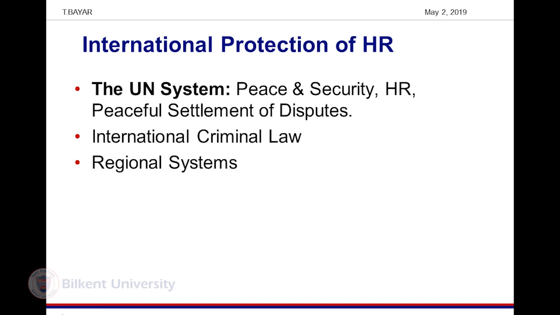The UN itself, the United Nations, is established for peace and security. It's established for human rights. It's established for the peaceful settlement of the problems between states. Then there are numerous UN bodies that deal with human rights abuses, of course. UNHCR itself is established for protection of asylum seekers and refugees, for instance.